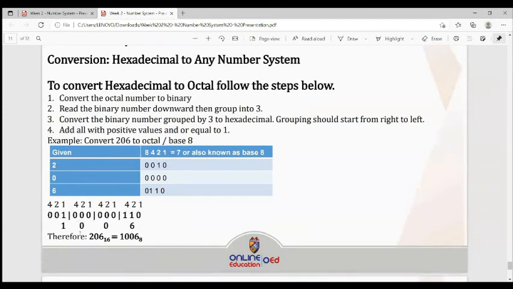So, therefore, 206 base of 16 is equal to 1006 base of 8. So, parang ganito lang yung ginawa natin kanina. Kaya lang, pagkakaiba, kinonvert muna natin yung value into octal instead of hexadecimal.